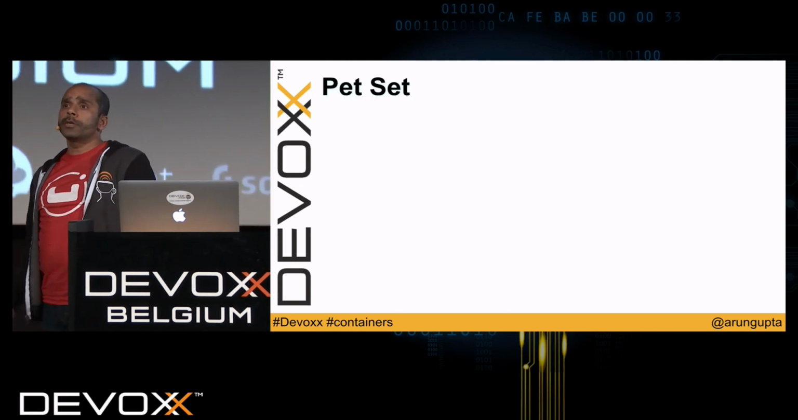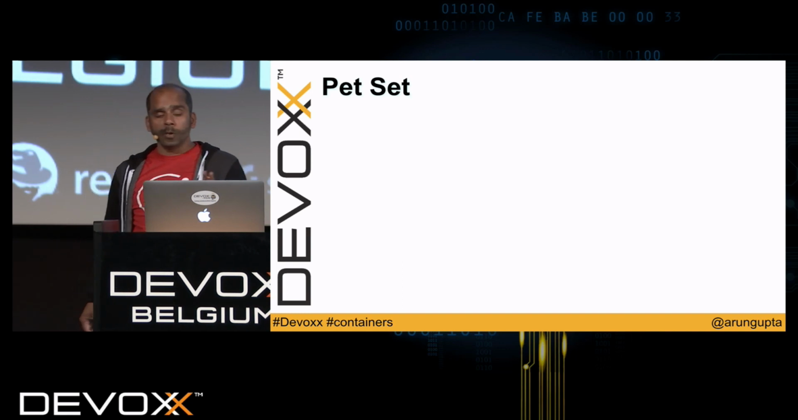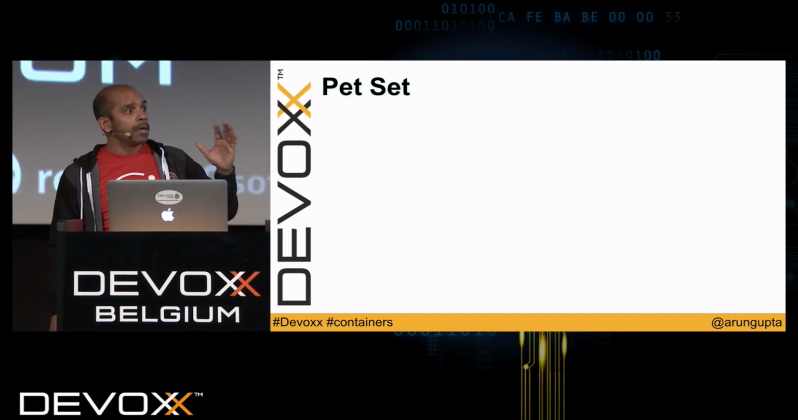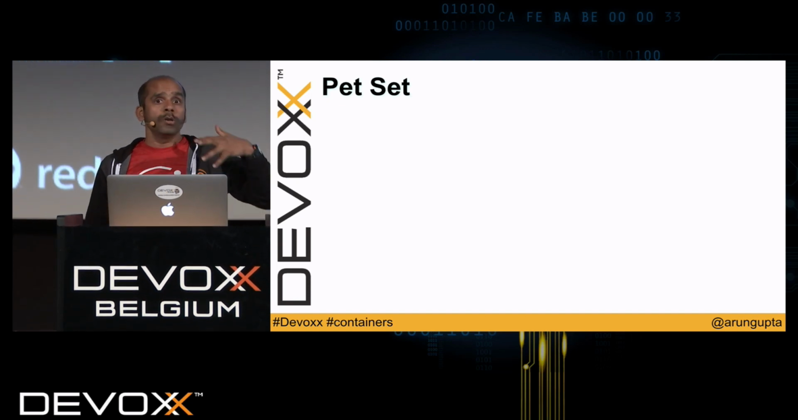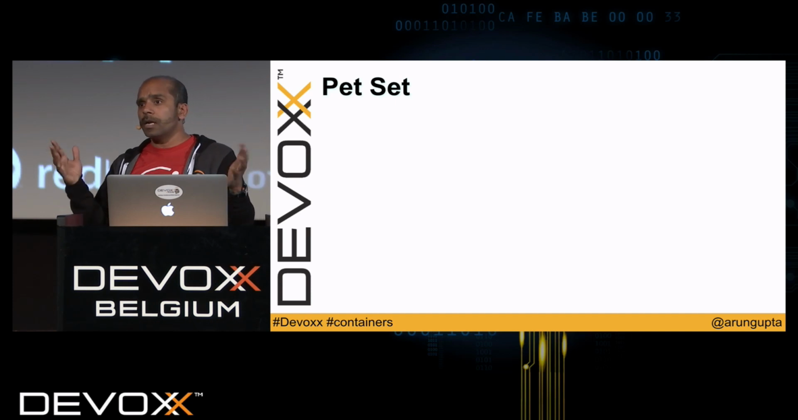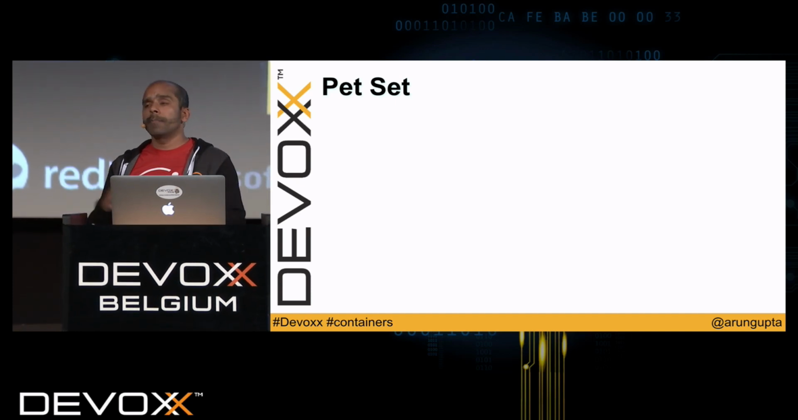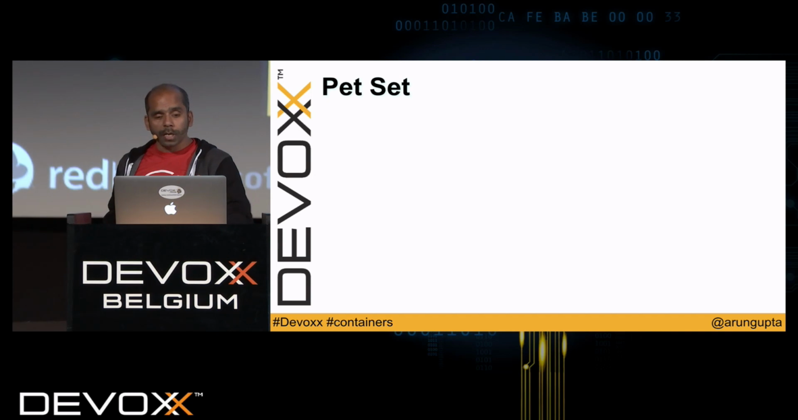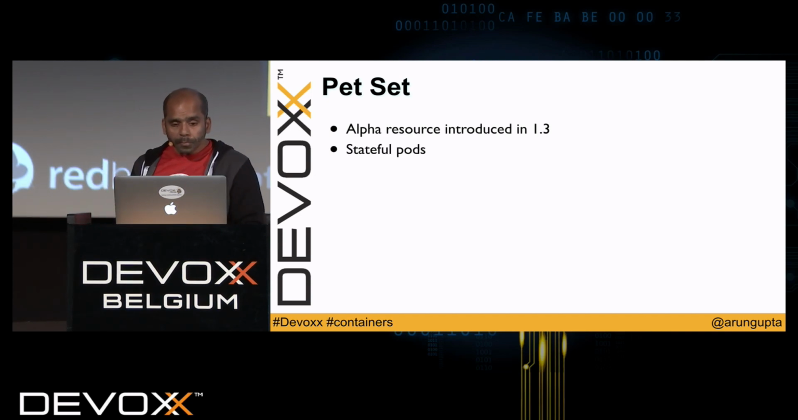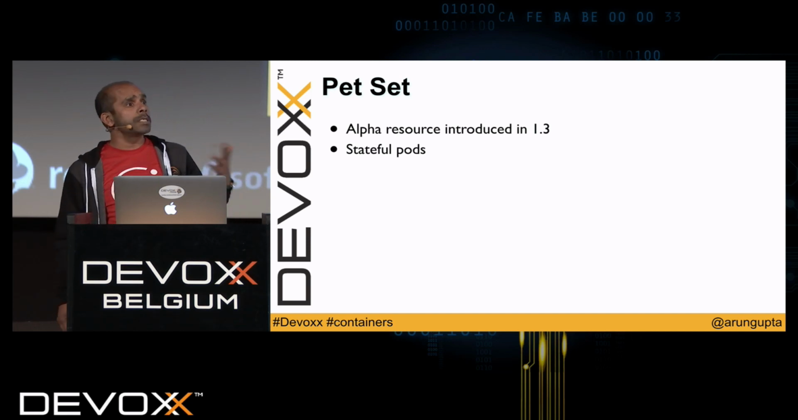A new concept that was introduced in Kubernetes is called a pet set, which was in 1.3. Now each resource that is introduced in Kubernetes has a version. It is a V1 version or a beta version or an alpha version. Alpha version basically means it's just brand new introduced. It can break backward compatibility. They can change the definition. So pet set is an alpha resource introduced in 1.3. But essentially, it allows you to run stateful pods.